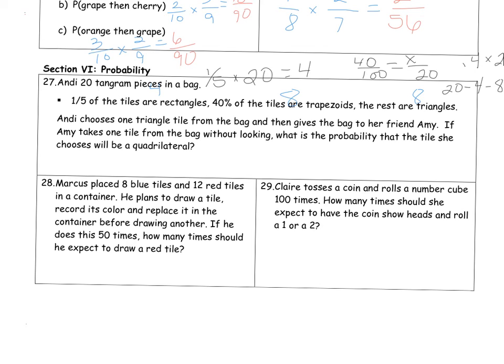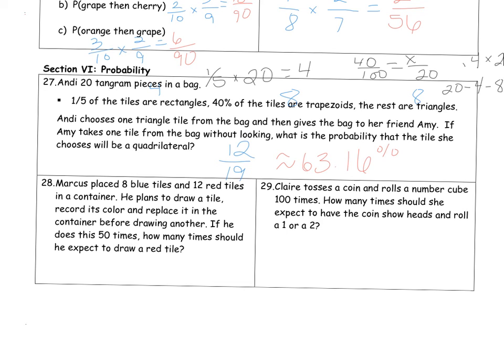So now, Amy chooses one tile. Oh, Andy chooses one triangle. So that means there are only 7 triangles left. But it also means there are 19 in the bag. Amy takes one tile from the bag without looking. What's the probability she chooses a quadrilateral? Rectangles and trapezoids are your quadrilaterals. Therefore, you end up with 12 out of 19, which is about 63.16%. Feel free to convert it if you want, or you can just leave it as 12 over 19.